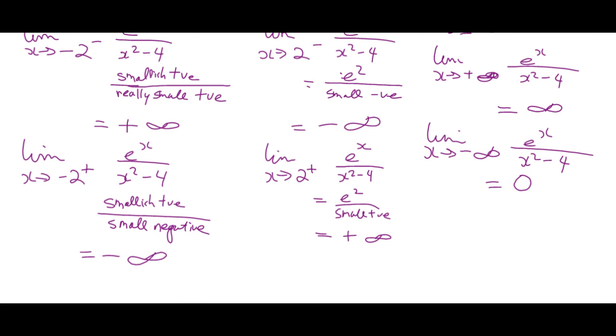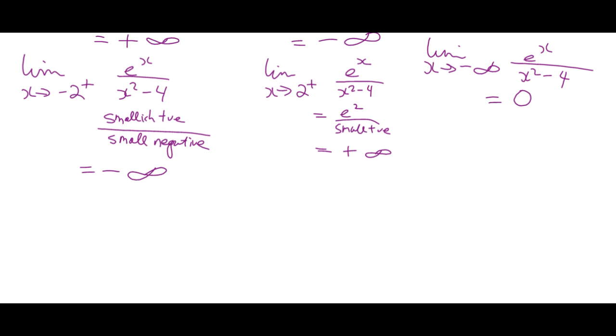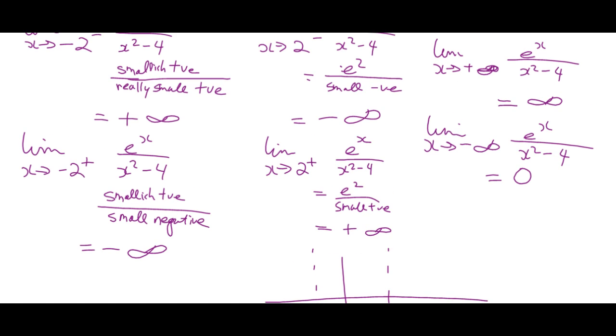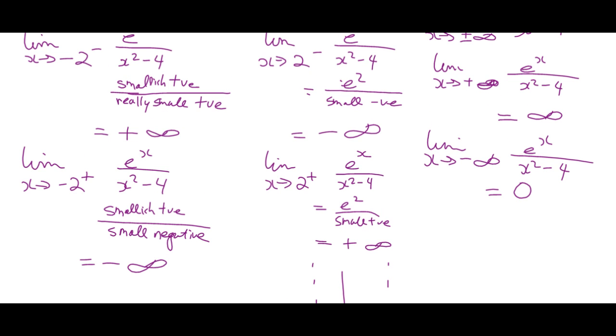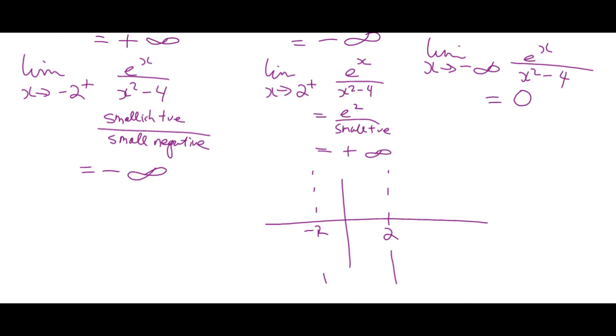Zero. Okay, now we can sketch out the behavior: what's happening around the asymptotes and with the horizontal asymptotes. Let's go down here. We have vertical asymptotes at negative 2 and positive 2. At negative 2, negative 2 from below is positive infinity.